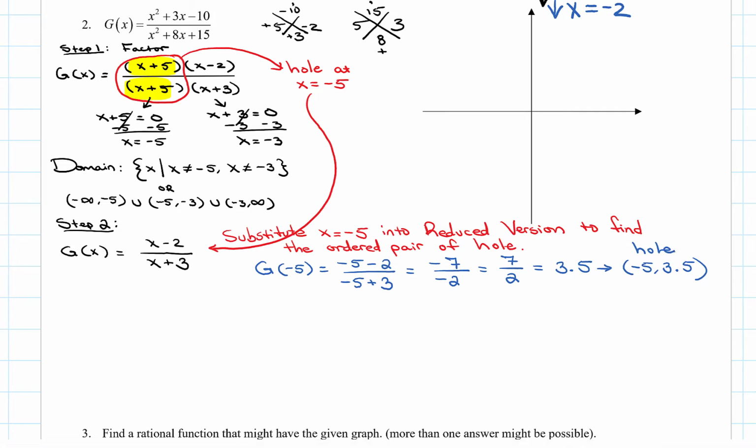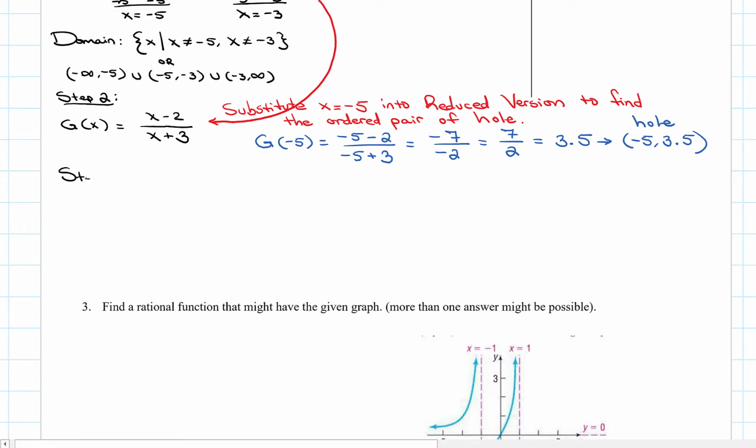This is important because if you're sketching a graph of this rational function, you're going to want to make sure you label this hole. This hole is going to be an important part of that graph. Step 3, let's find the intercepts. So we already know how to find x and y intercepts, right? We can substitute 0 for x and then solve for y to get the y. And then we can substitute 0 for y and solve for x to get the x intercept.